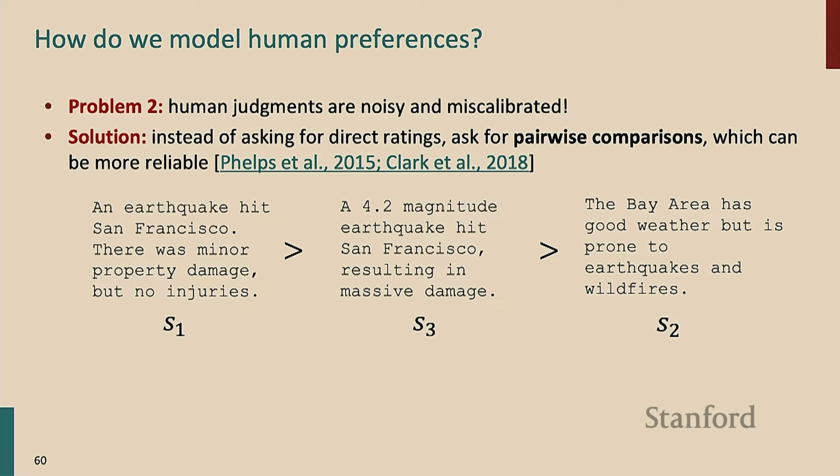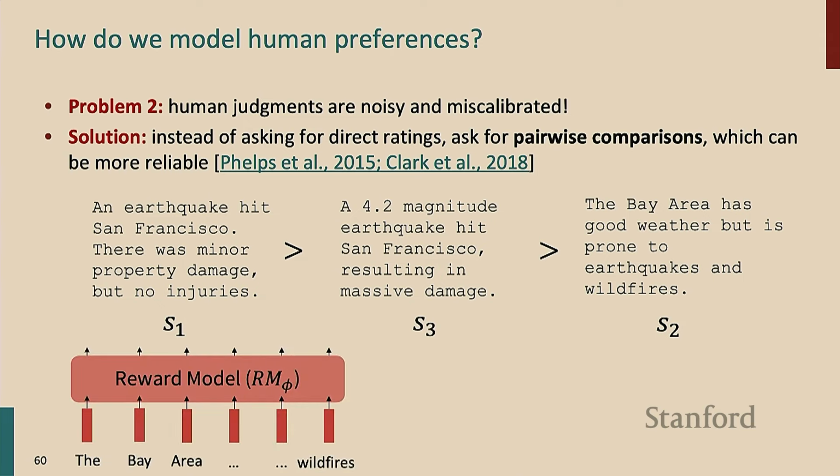Now that we have these pairwise comparisons, our reward model is going to generate latent, so implicit, scores based on this pairwise comparison data. So our reward model is a language model that takes in a possible sample, and then it's going to produce a number, which is the score or the reward.